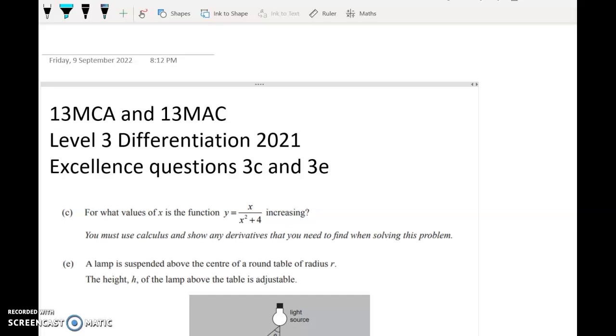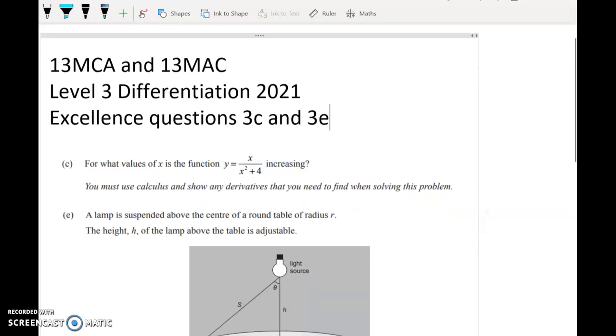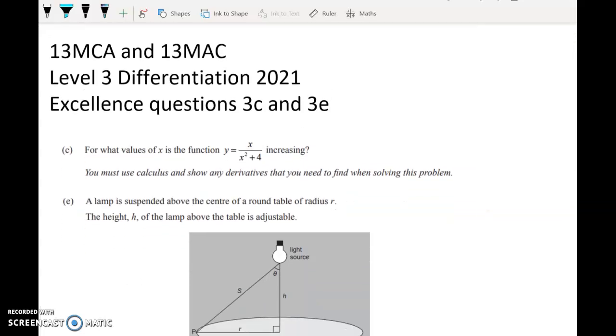Kia ora, Year 12. Here are two excellence questions from last year's differentiation paper. Now, I think it's a little surprising that this first one is an excellence question, and when you look at the schedule, it gets you a T1 mark. So it's kind of like a baby excellence question. The most you can get for the whole of question 3 from this one is an E7, but that's still pretty good.